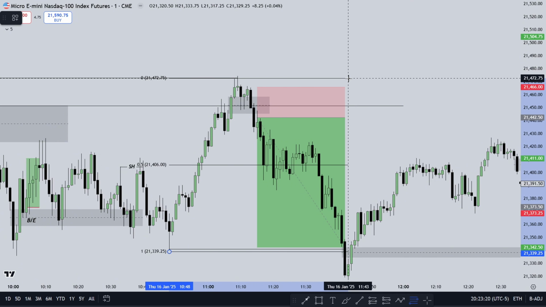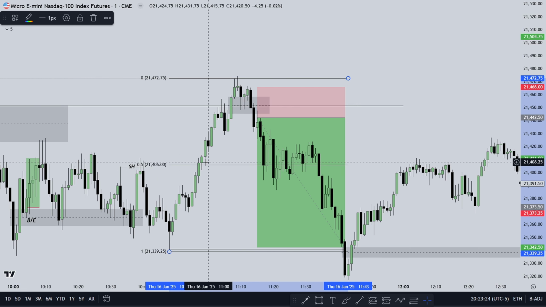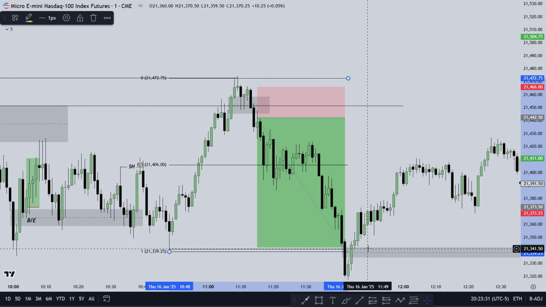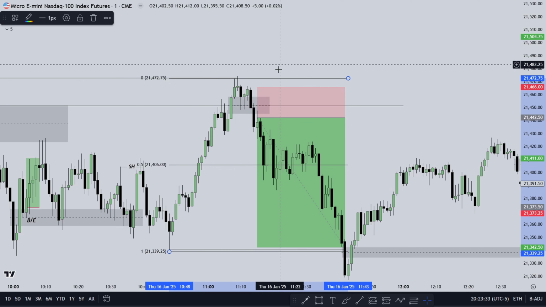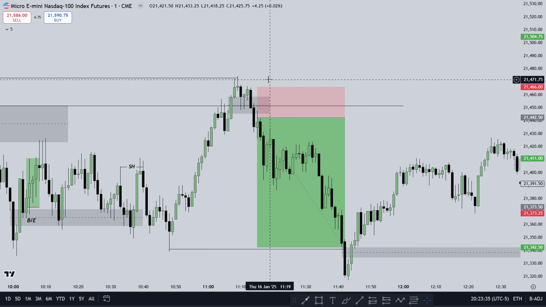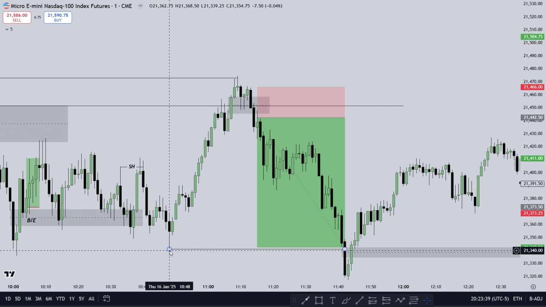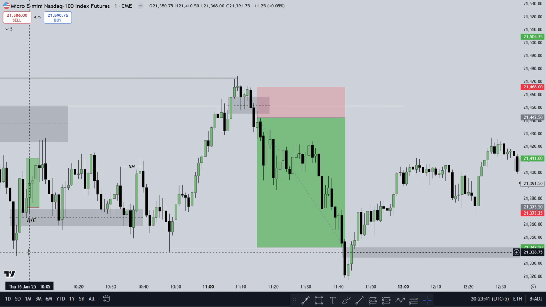So there you go. It's fun to look at how price kind of bounces around equilibrium a little bit. So we have our equilibrium right here. Then look what price does: rejection, run through, rejection, all that, and then it finally runs through it completely. So you can always set trims at equilibrium and then have your runners run until the other draws on liquidity, like the swing low and the swing low over here.